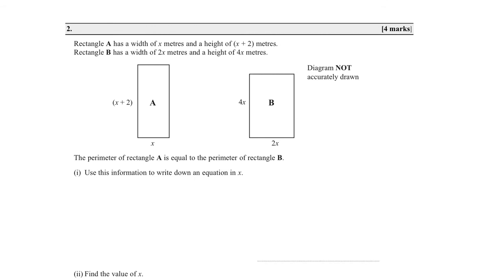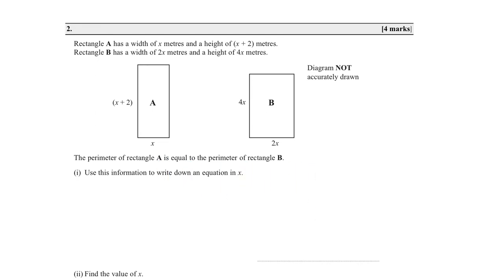Okay, so again we're faced with a problem and we can see there's some algebra in it. So our first initial thing that we have to do is figure out what equation we have to create. Now this equation has to make sense, so it's really good to read everything. Rectangle A has width of x, check, and height of x plus 2, brilliant. So they've written it all down. B has width of 2x, brilliant, and height of 4x, fantastic. It says the perimeter of A is equal to the perimeter of B.